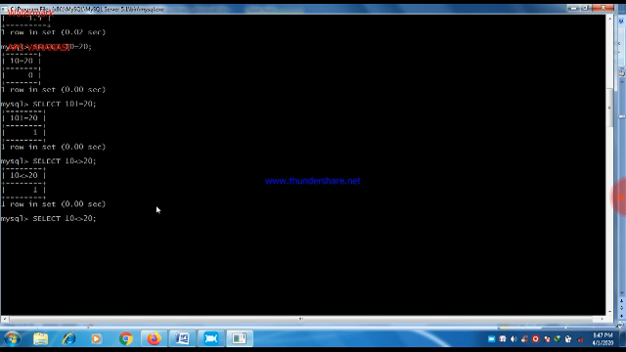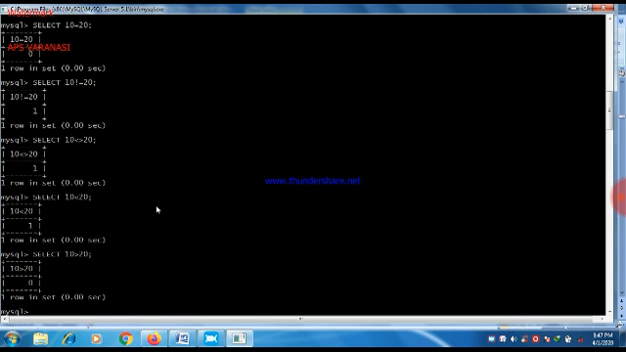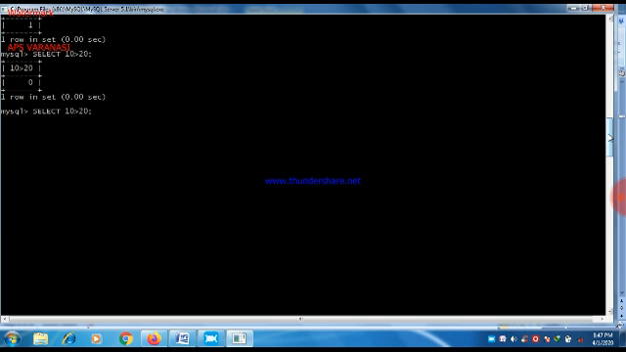Now, 10 is less than 20. Of course, 10 is less than 20, so the answer will be 1. And next, 10 is greater than 20. The answer will be false, which means 0. Yes, the answer is 0. And then less than equal to and greater than equal to.